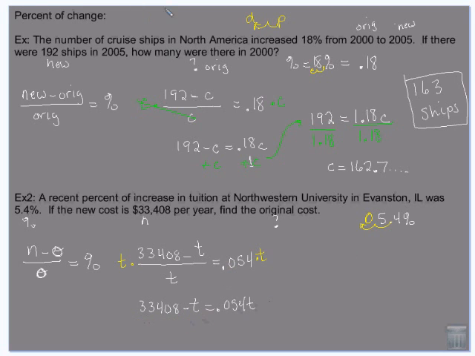Oops. Add T to both sides. And you get 33,408 is equal to 1.054 T. Divide both sides.